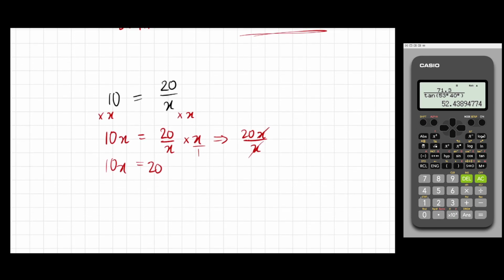Now, what we're going to do is we're going to divide both sides by 10. So we're going to divide this side by 10. We're going to divide this side by 10, okay? And so what that leaves us with is x is equal to 2, essentially.